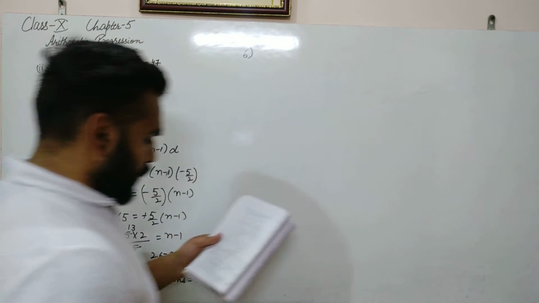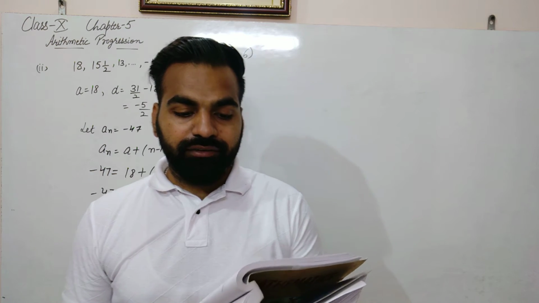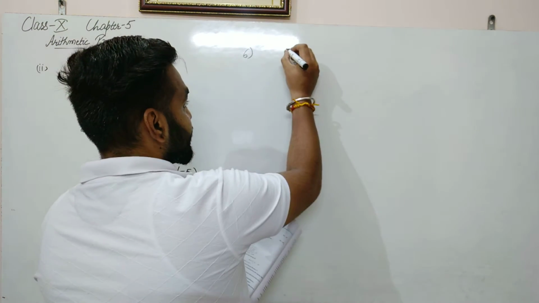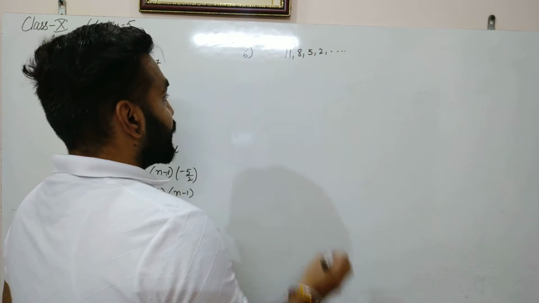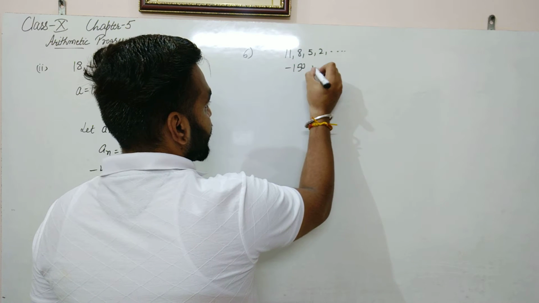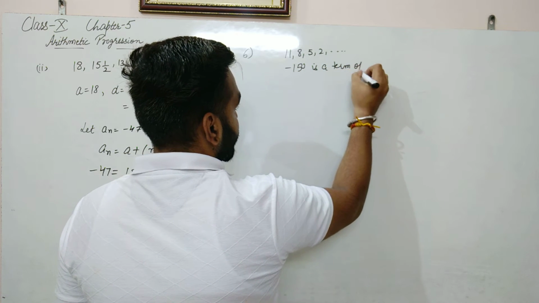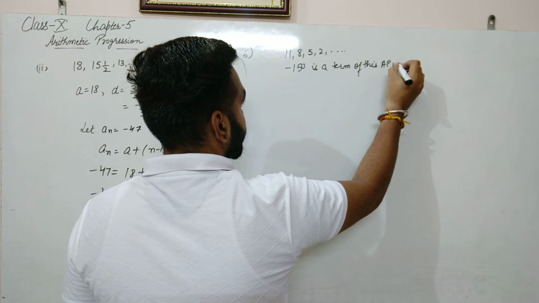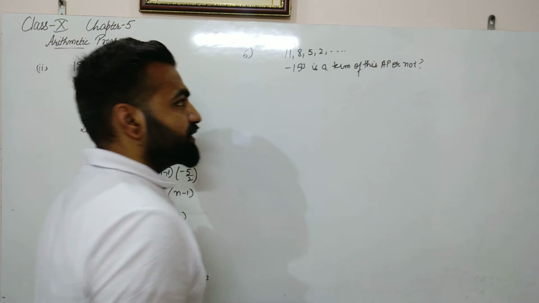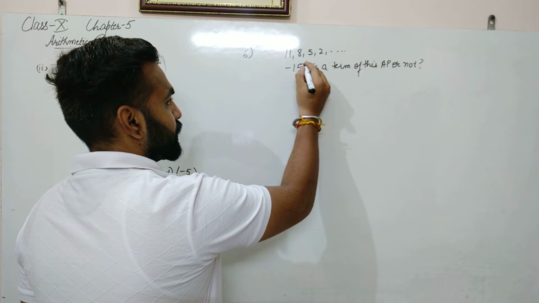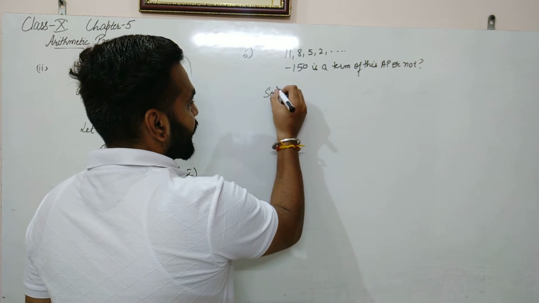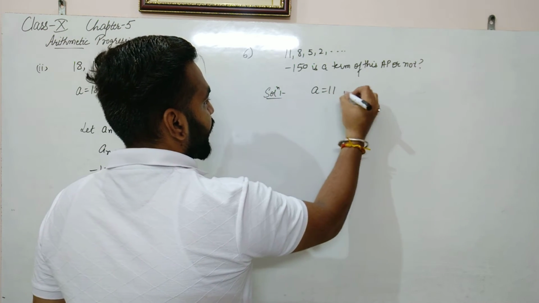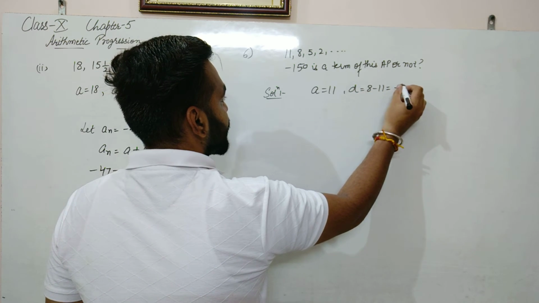See question number 6 now. Check whether minus 150 is a term of the AP 11, 8, 5, 2 and so on. So the AP is given: 11, 8, 5, 2 and so on. We have to check whether minus 150 is a term of this AP or not. This is the question. From the AP we can see that the value of A is 11 and D is 8 minus 11, that is minus 3.